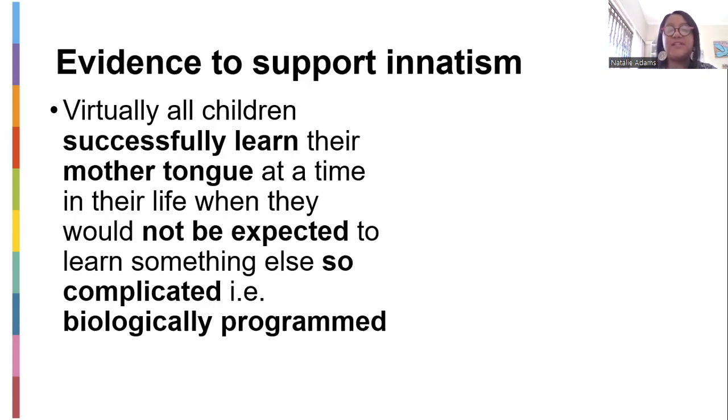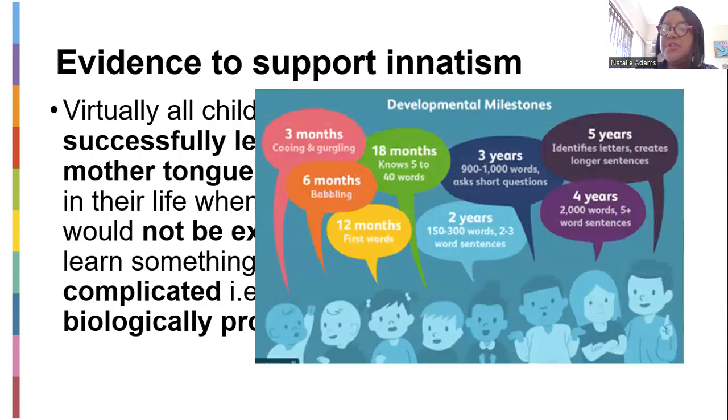Virtually all children successfully learn their mother tongue at a time in their life when they would not be expected to learn something else so complicated, i.e. biologically programmed. So, for example, when you look at a child, you will see that their developmental milestones in terms of language would be at 3 months, they will be cooing and gurgling. And then at 6 months, they would be babbling. At 12 months, they will use their first words. At 18 months, they know 5 to 40 words, in 2 years, 150 to 300 words, and so forth. So how is it possible that they can learn all these words and not really been exposed to so many words? And that's just what they call the language acquisition device. There's this box that assists them to learn a language.